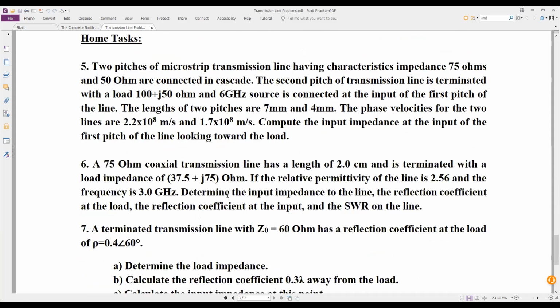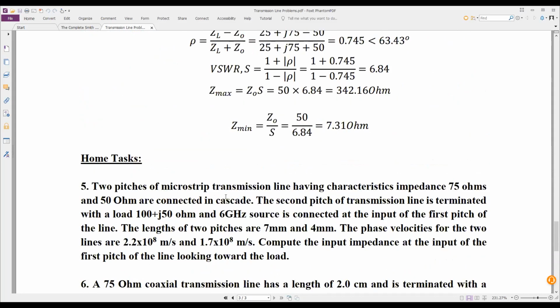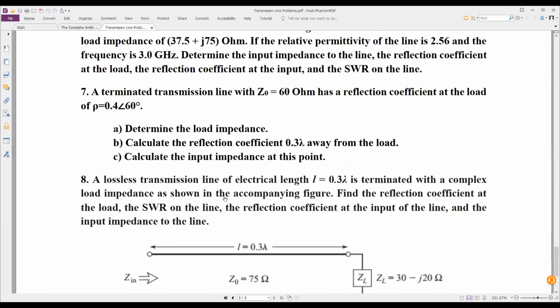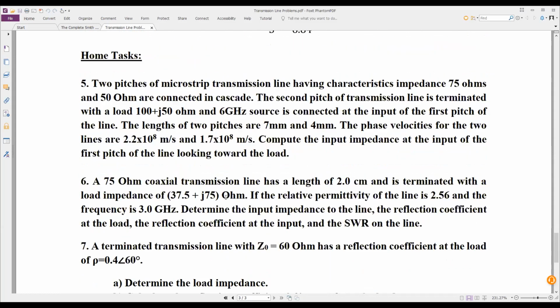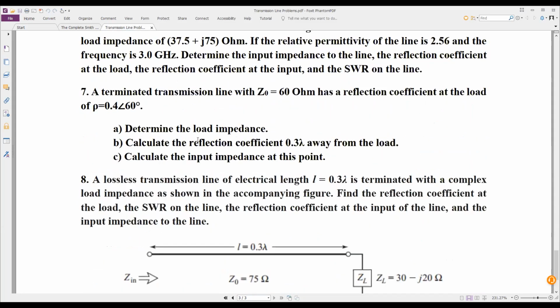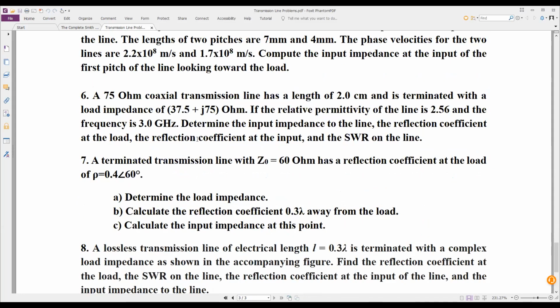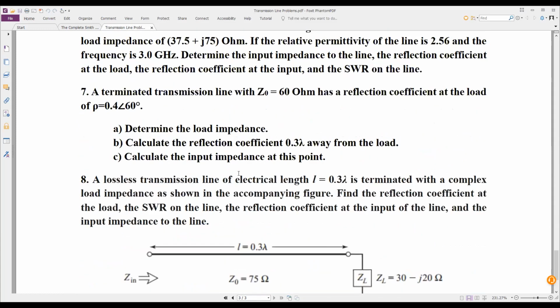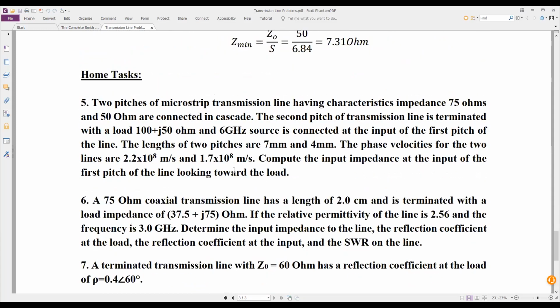That's how you have to solve these problems. And these four are your home tasks. You see this, and I am uploading all your records today. Check these problems at home, then you'll show me in the next class.